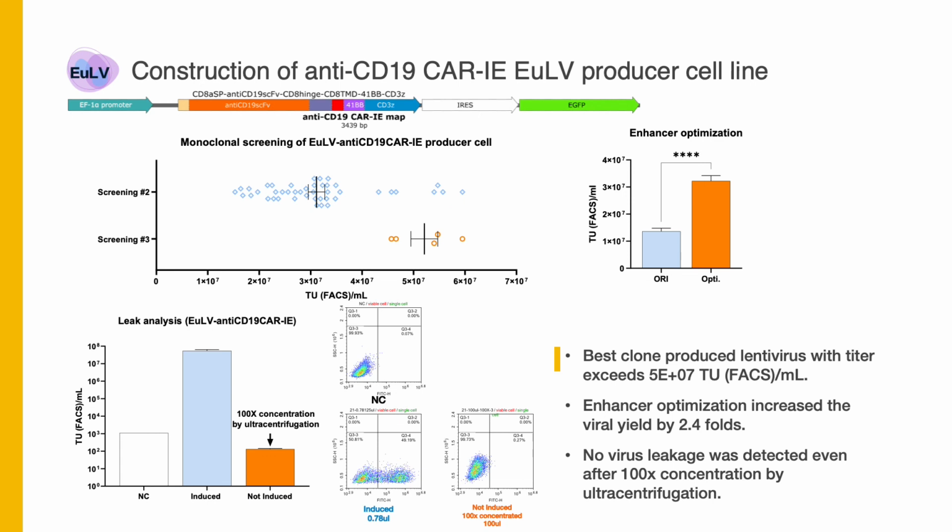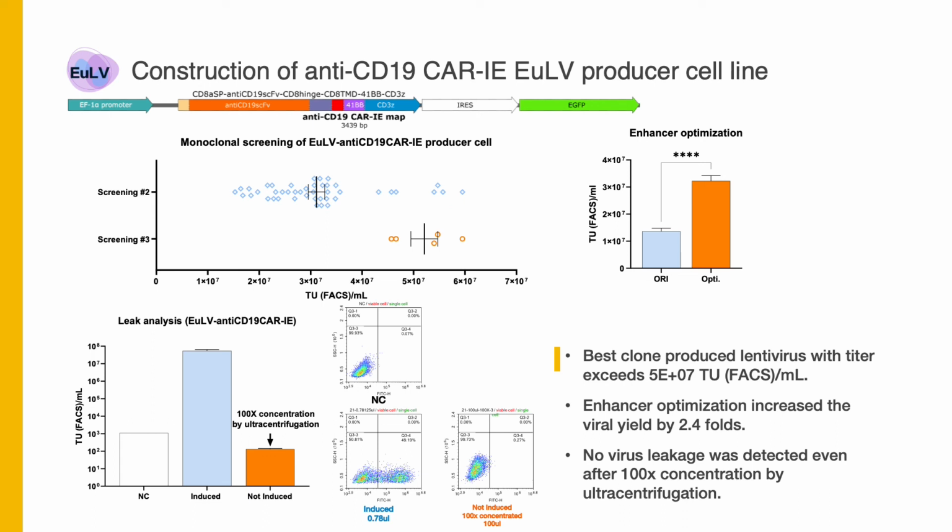This is the monoclonal screening results. In the figure, the x-axis represents the viral titer measured by FACS, and this will represent the second and third screening results. Each dot here represents a transduction titer result from one single clone. After 3 rounds of screening, the best clone can reach 50 million TU per mL measured by FACS.